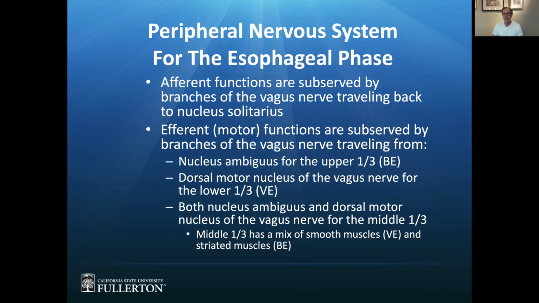Efferent functions for the esophageal phase are subserved by branches of the vagus nerve traveling from the nucleus ambiguus for the upper third of the esophagus, and from the dorsal motor nucleus of the vagus nerve for the lower 1/3 of the esophagus. Now that's new. I haven't mentioned that nucleus before. It's in the medulla, and it's involved in digestive processes. It's actually a big nucleus, and it sends through the vagus nerve down to all the smooth muscles of your digestive system, like to make your intestines contract and do all that stuff. It's all vagus nerve from this particular nucleus, the dorsal motor nucleus of the vagus nerve.